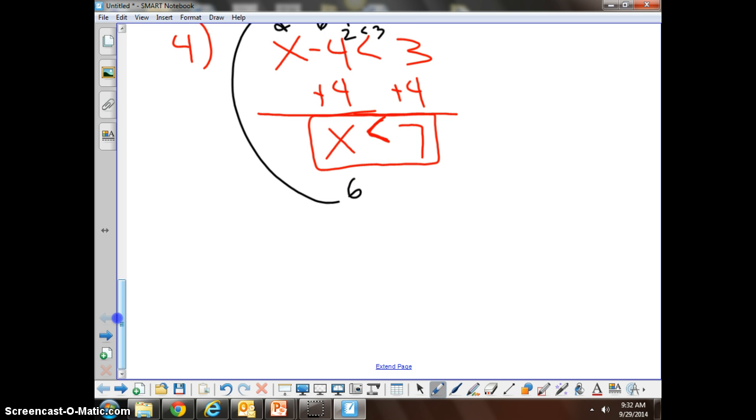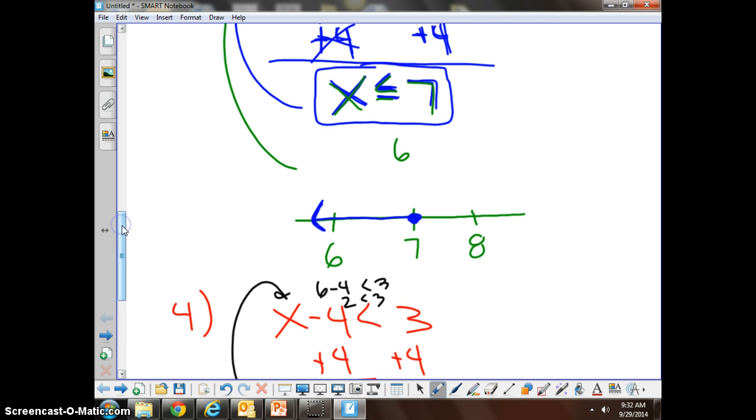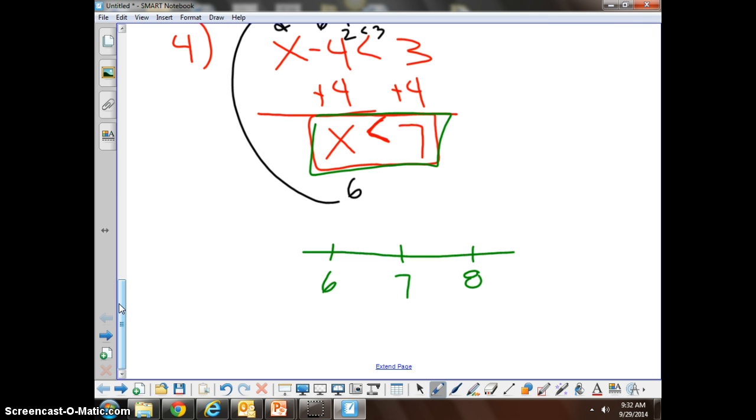In this situation, you're going to be asked to draw a number line to show the solution set. So I'm going to put the number 7 as I did on my previous number line. I'm going to put the number 8 and the number 6 as I did on my previous number line, because these are almost the exact same problems. But in this case, my answer is x is less than 7. It is not x is less than or equal to 7. So it can't be 7. It's got to be anything less than 7.